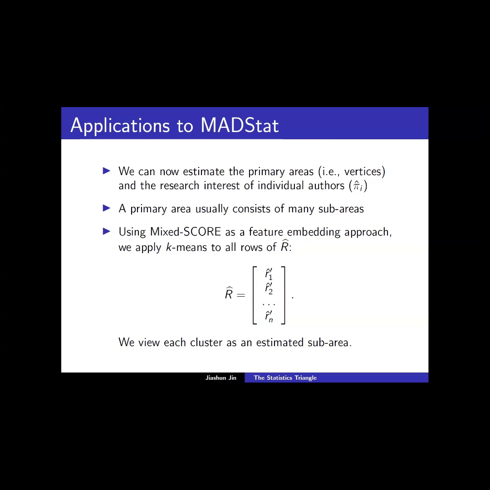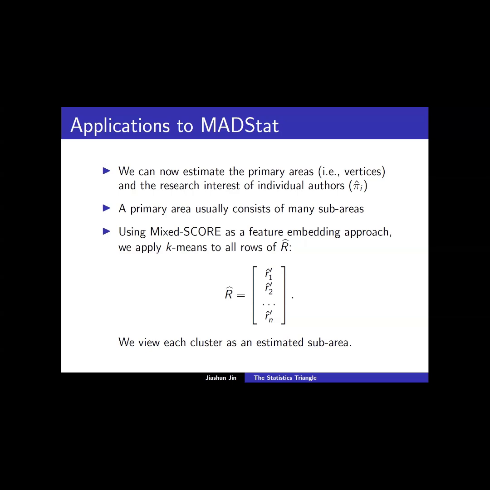In order to divide different authors into these 15 areas, we do the following. This is our R hat matrix. If K equals 3, then this has 2 columns and about 2,830 rows. We just apply k-means to this R hat matrix with k equal to 15. This splits it into 15 different sub-areas, and we are going to interpret all these areas.